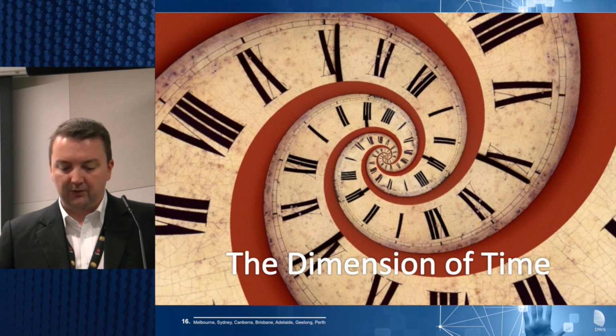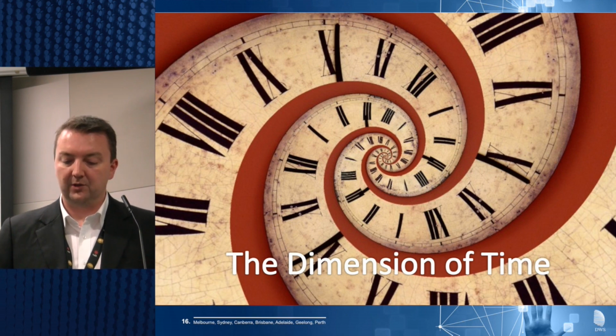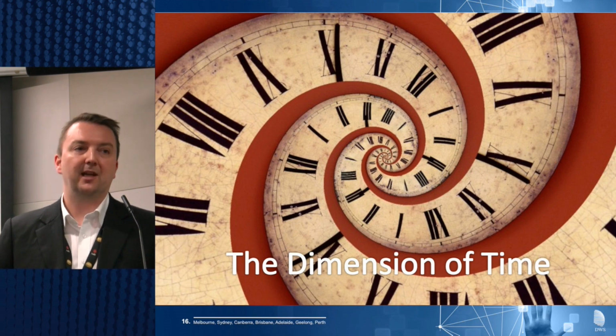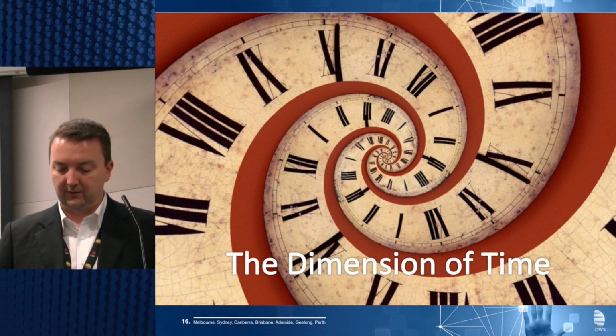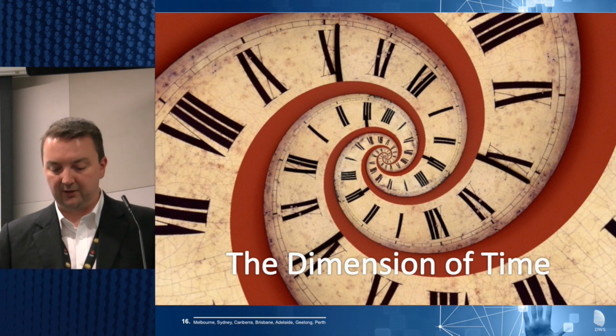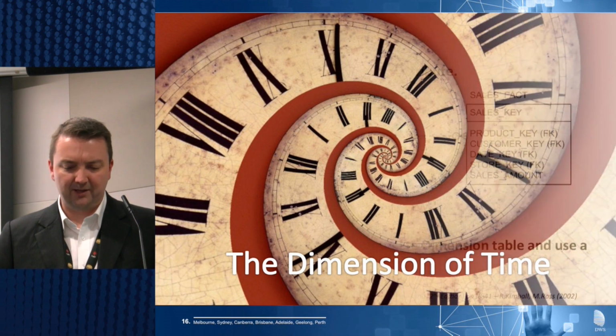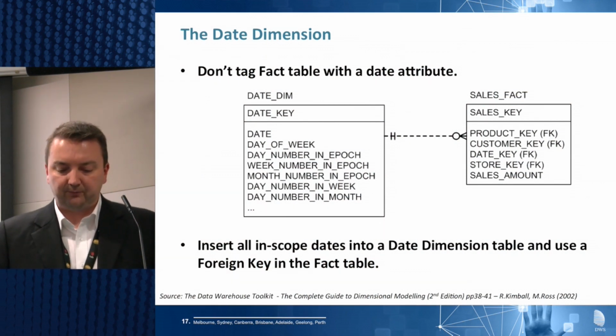All right, the dimension of time, which of course is a misnomer. Ralph Kimball originally used time as the name of his date dimension. He found it too confusing for some people, though, and he's now using the term date, or the date dimension. Time had a nice ring to it. All right, the date dimension.